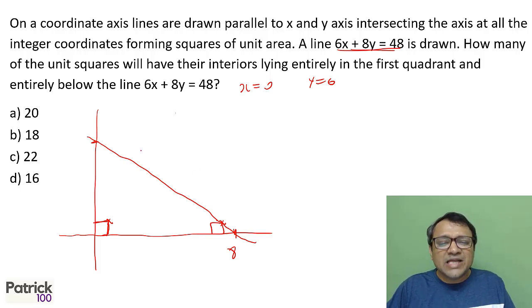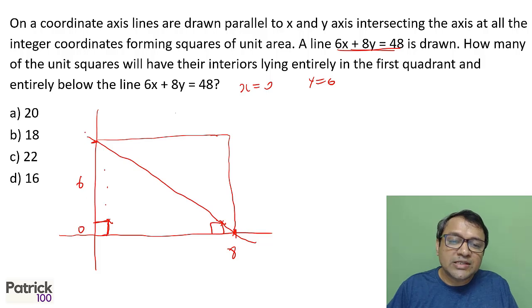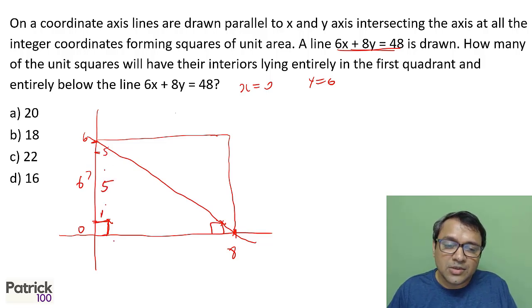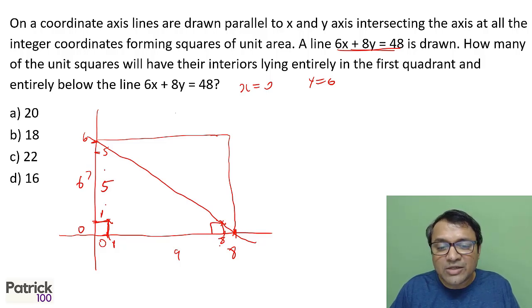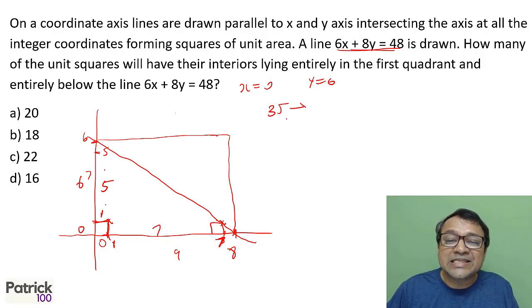Now basically we have to find out how many integer coordinate points are lying inside this area. How do you find out? We form a rectangle. Since this is 6, from 0 to 6 there are 7 points. So within this it will be 1 to 5. Within the rectangle 1 to 5, so 5 points. Same here, 0 to 8, 9 points. Within the rectangle it is 1 to 7, so 7 points. So total 7 5s are 35 points inside the rectangle.